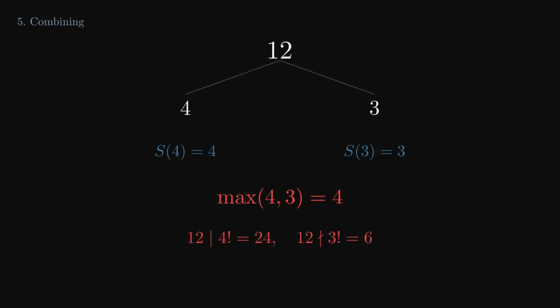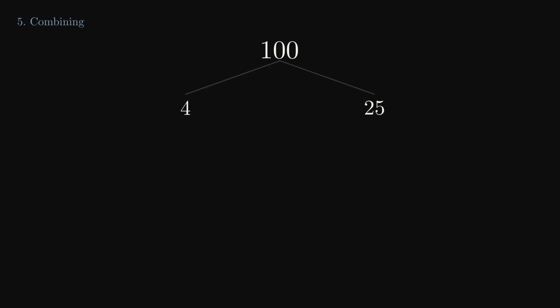Check it directly. 4 factorial is 24, and 12 divides 24, while 3 factorial is only 6, which 12 does not divide. It works. Try a bigger one, 100. 100 is 4 times 25. 4 gives 4, as we saw.